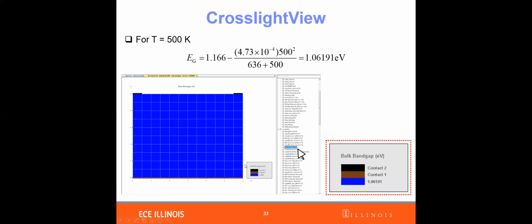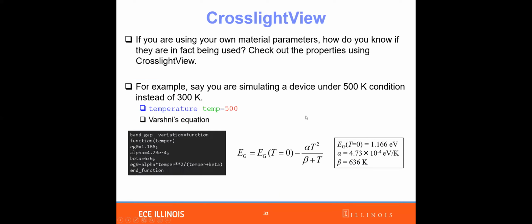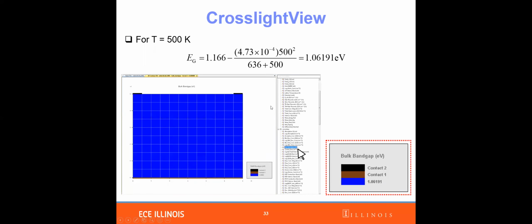Yeah, and if you perform your simulation at 500K, you can see that your bulk band gap is 1.06 in CrossLight. And if you do a hand calculation, you will find out that this matches with the Varshni equation. Yep. And that is for Sourcel.